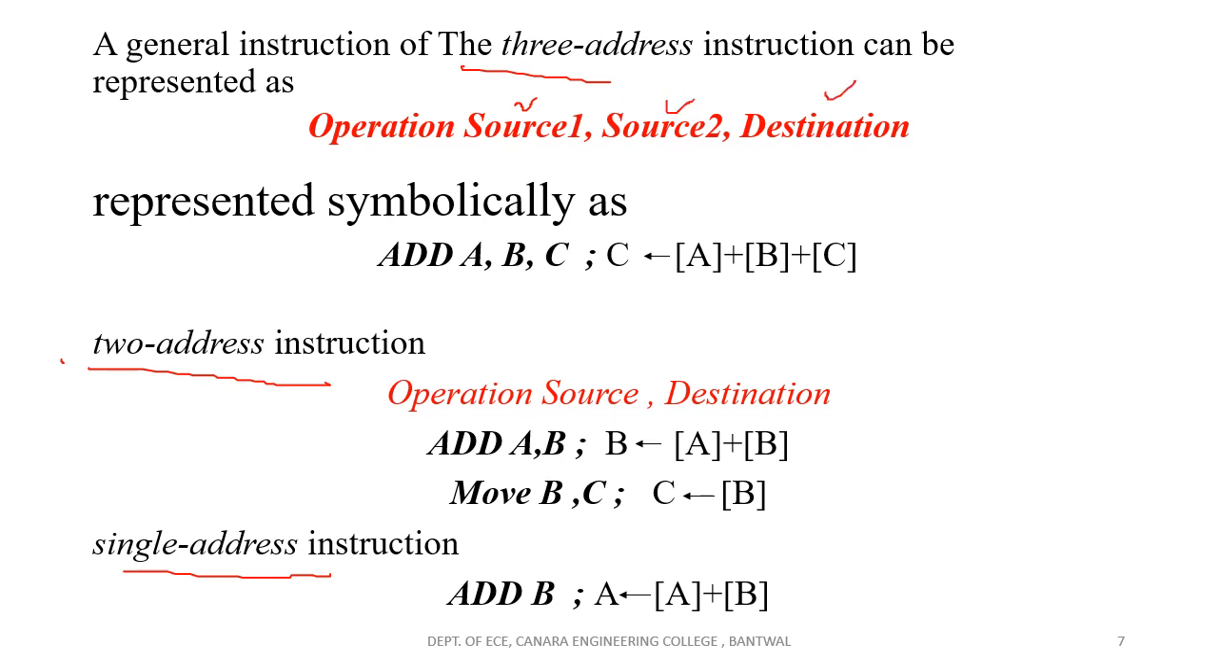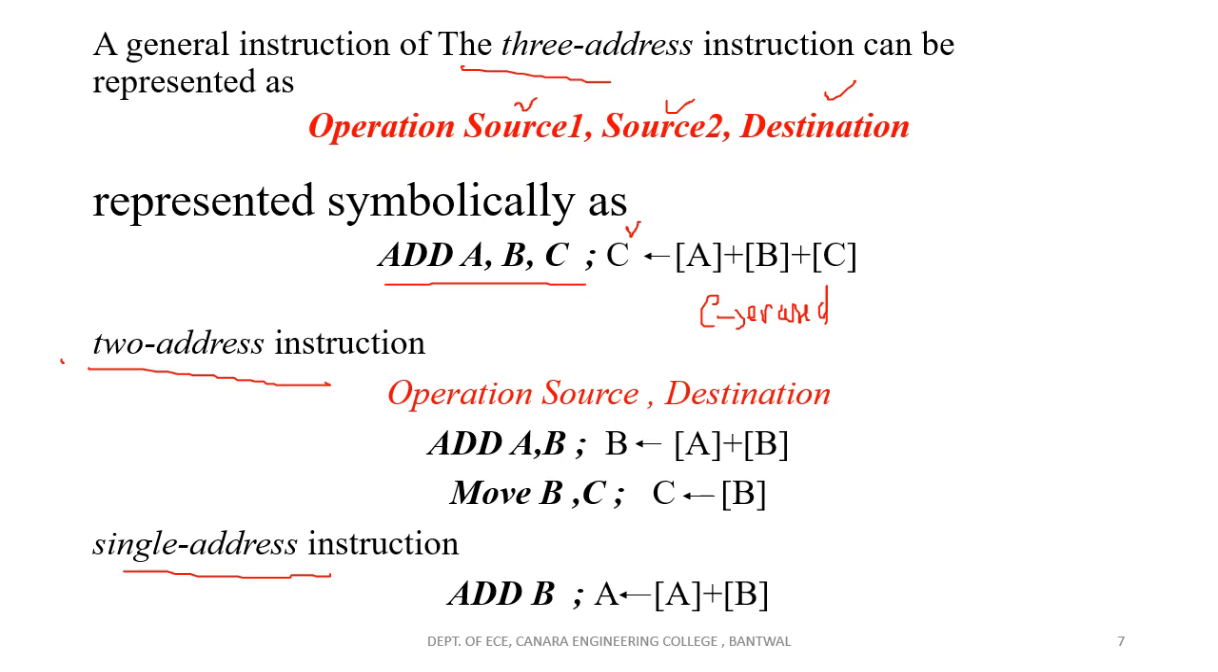For example, if you want to add 3 numbers that are present in 3 different locations, you can write it as add A comma B comma C. In this case, C will be considered the destination register and the sum of A, B and C will be loaded into the C register. The original content of C register gets erased and is replaced by the sum of A, B and C. The contents present in A, B and C are summed together and copied back to the C register.